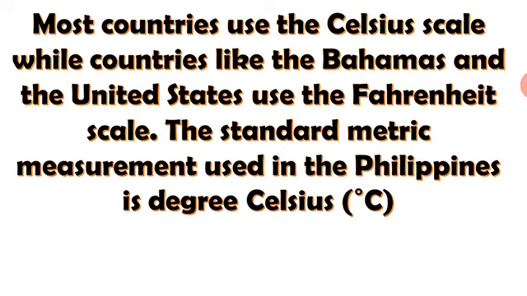What is the freezing point of water in Celsius and Fahrenheit? It is 32 degrees Fahrenheit, while in Celsius it is 0 degrees. The boiling point of water is 212 degrees in Fahrenheit, while in Celsius it is 100 degrees.